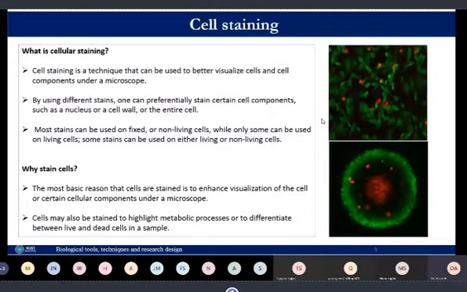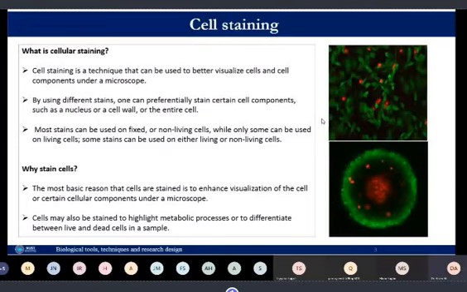So the question arises, why is staining important? Why do we stain the cells? The most basic reason to stain the cell is to enhance visualization. This visualization may be of the whole cell or of cell components like mitochondria, a particular section like the nucleus, or some other cell organelles. Staining can also be done to highlight the metabolic process or to differentiate between live and dead cells. In a later part of this discussion, I will show you how to stain live and dead cells.